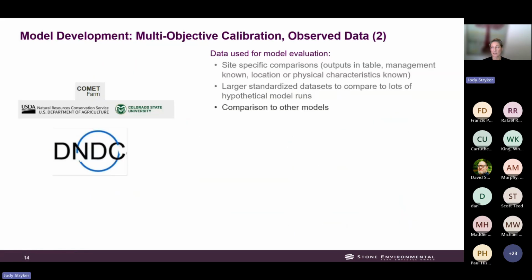We also conducted a model comparison effort with respect to the greenhouse gas and carbon outputs. We wanted to see how Apex would compare to a couple other models commonly used in that space, including Comet Farm and DNDC.